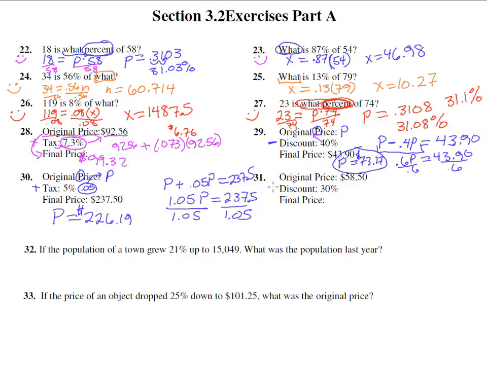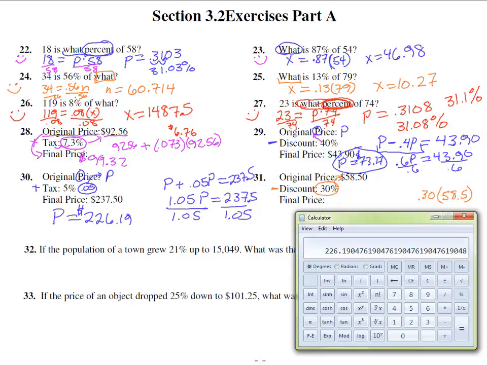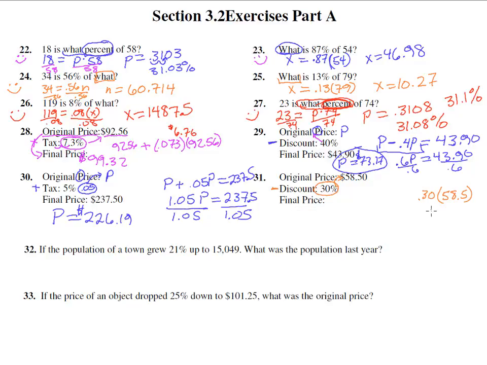So the discount, which is subtraction, is 30% of that number. So we can take 0.30 times 58.50, or we can drop that 0 as well. Let's go ahead and punch that in. 0.30 times 58.50, and again we don't need those zeros, equals 17.55. That's how much money is being taken off.